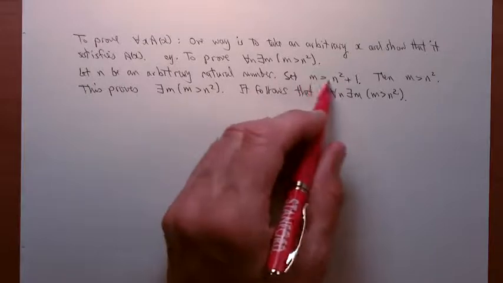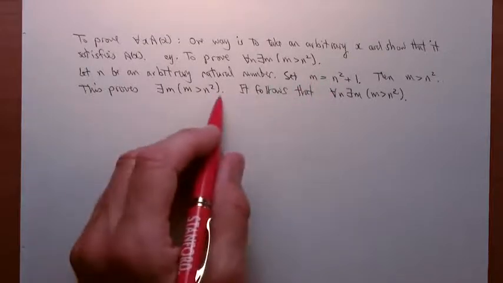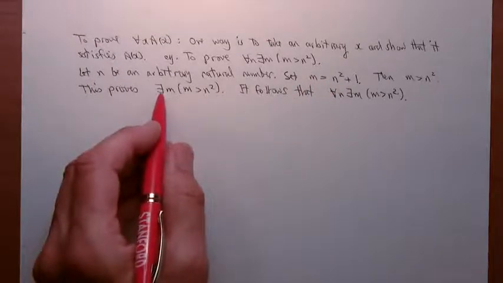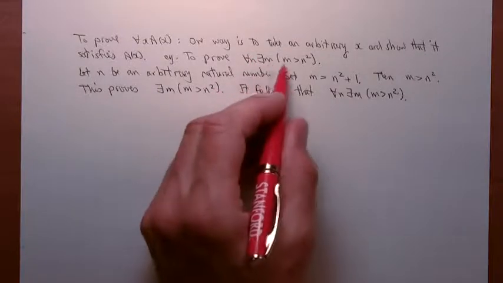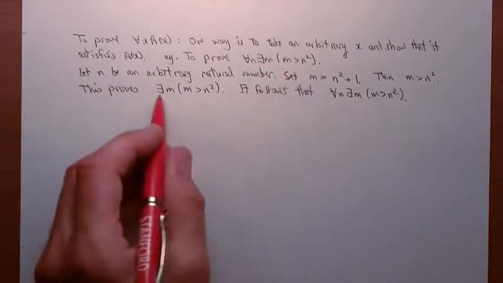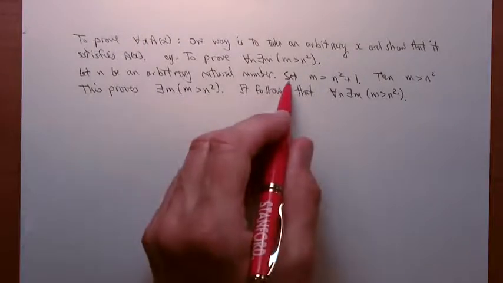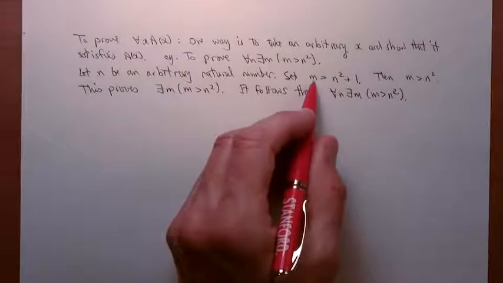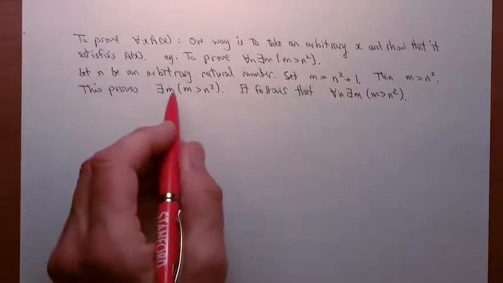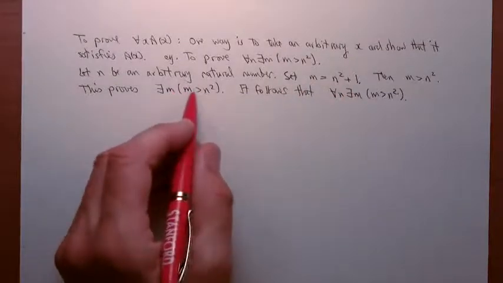Then we carry out some reasoning to verify the rest of the formula. Okay, when we eliminate that for all n, we're trying to prove that there is an m bigger than n squared, which is this statement. Now, in this case, it's a trivial argument. We just square n, add 1, and let m be that number. So we explicitly find an m that satisfies this property.